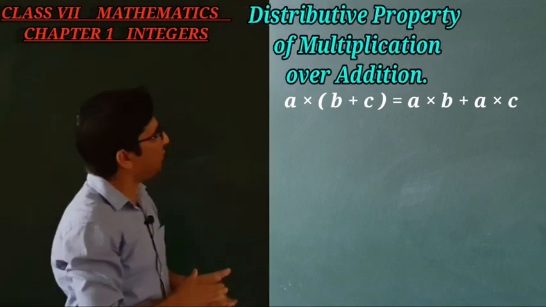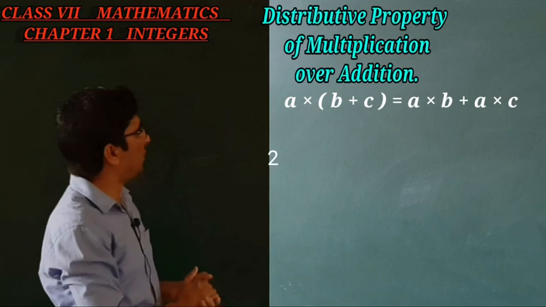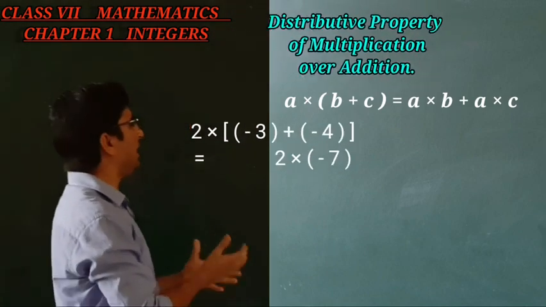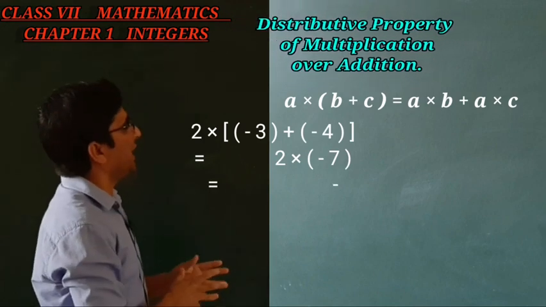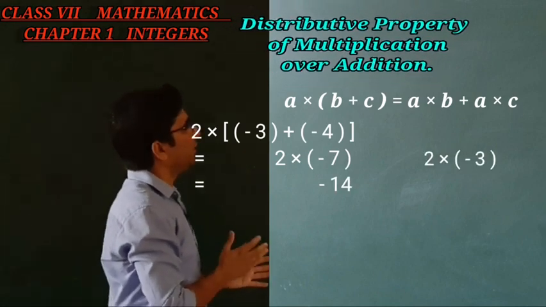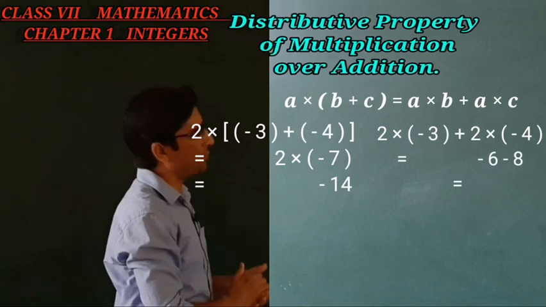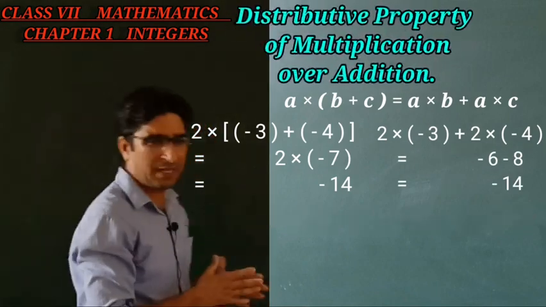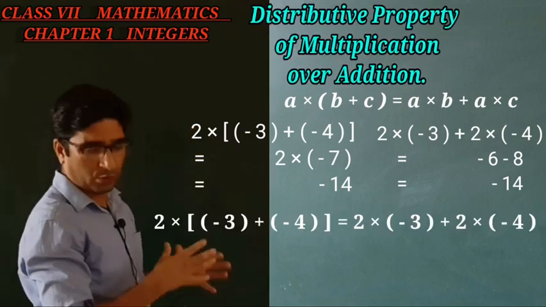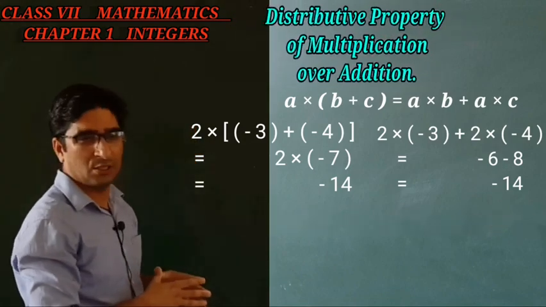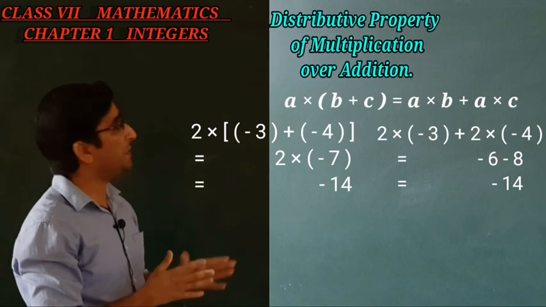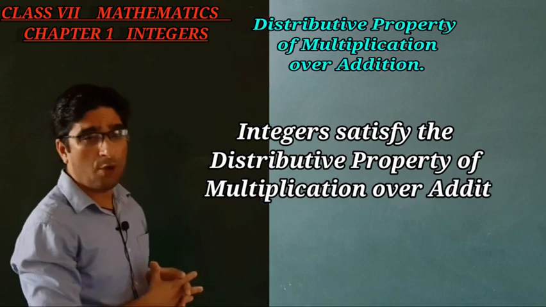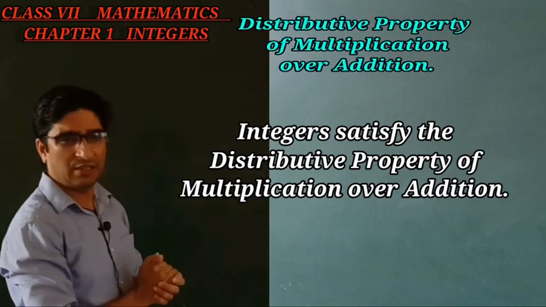Now, for example, if we take three integers, one is 2, one is minus 3 and another one is minus 4, then the result is minus 14. And 2 into minus 3 plus 2 into minus 4 is also minus 14. That means 2 into (minus 3 plus minus 4) is equal to 2 into minus 3 plus 2 into minus 4. That means integers satisfy the distributive property of multiplication over addition.